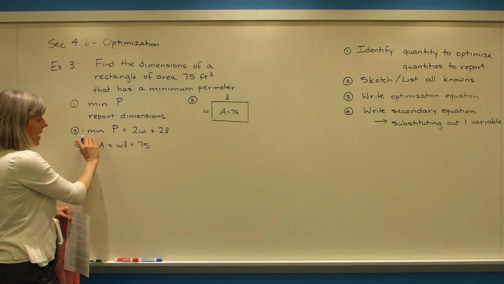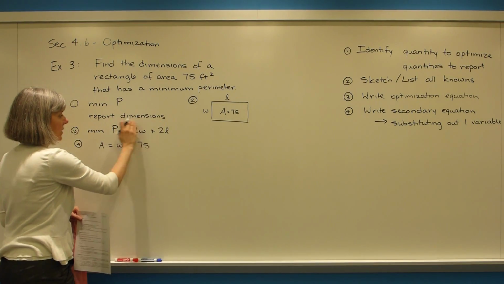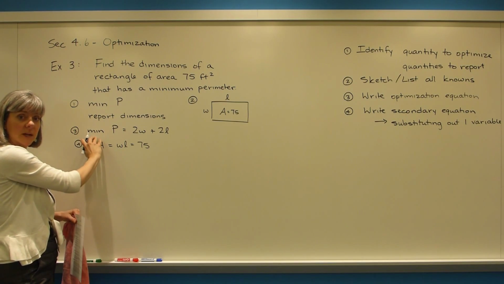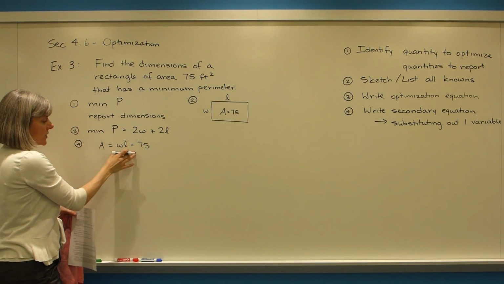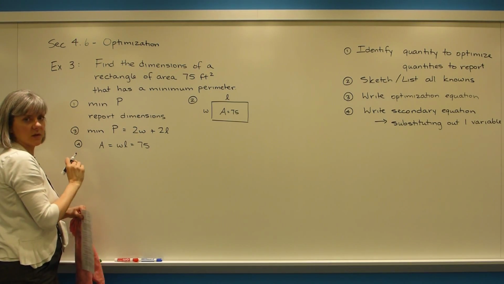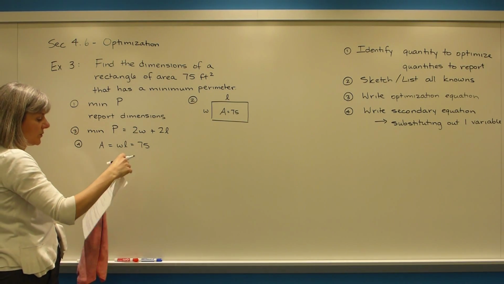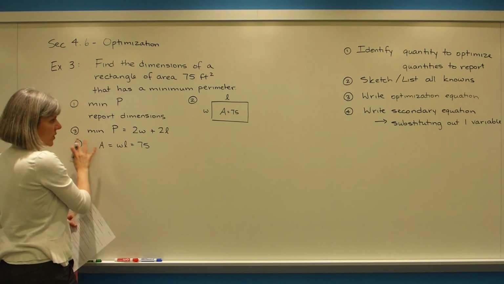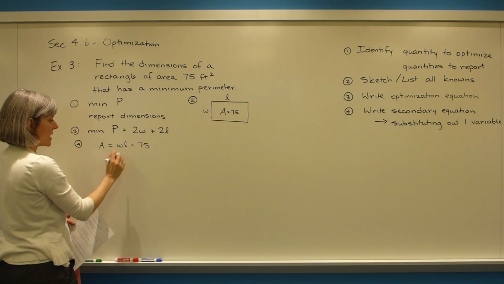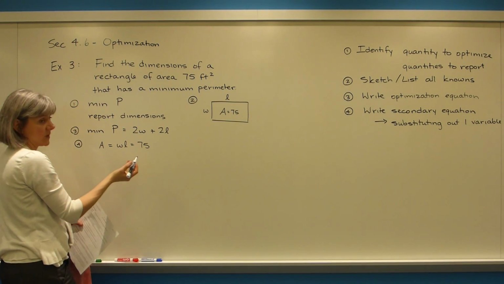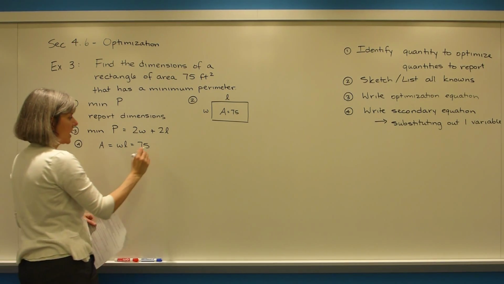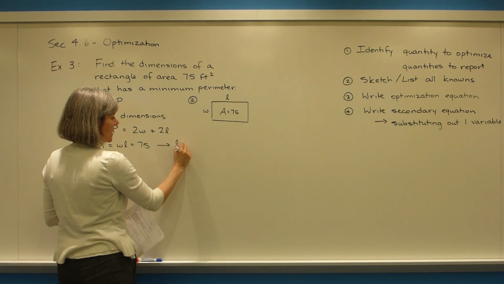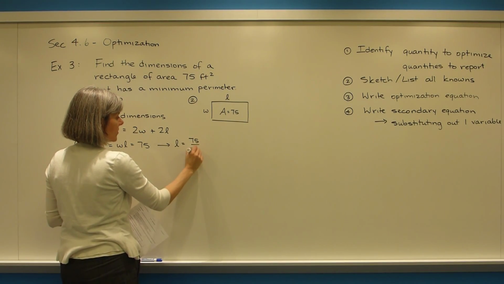So this is the equation I want to work with, because that's the one I'm trying to minimize, which means I'm going to take the derivative. So I need to use this to get rid of one of those variables. So the next step, as part of this step, is to solve. We need to solve this for one of them. It really doesn't matter which one. I prefer to work with W's than L's, so I'm going to write this as L equals 75 over W.